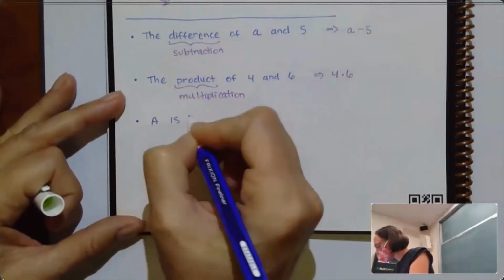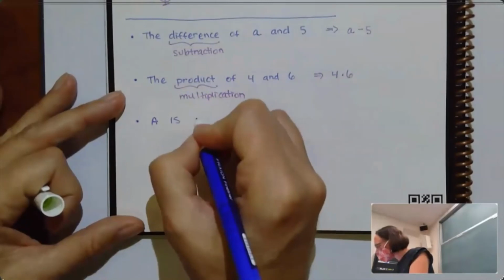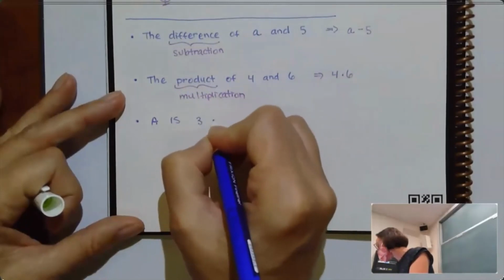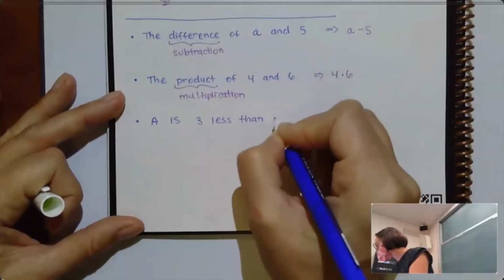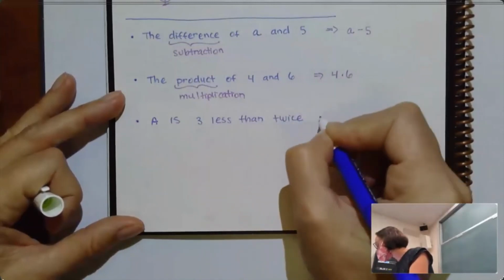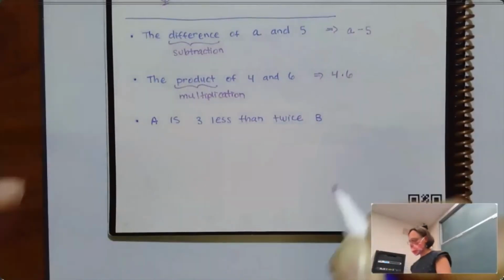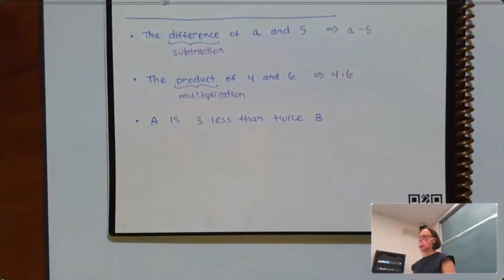A is 3 less than twice B. I'll give you all a second to translate that into mathematical symbols.